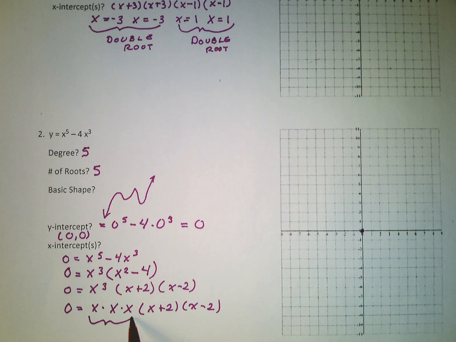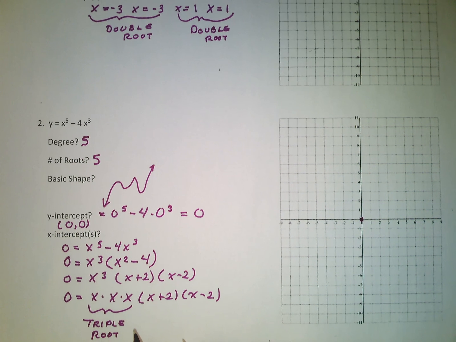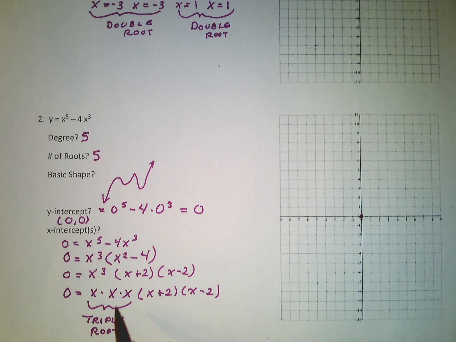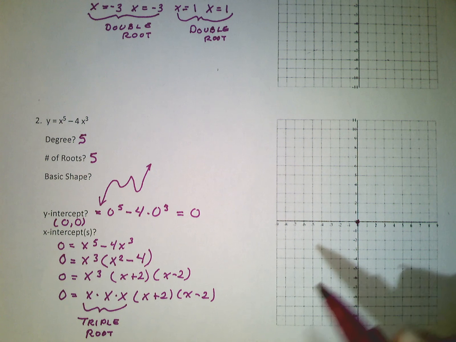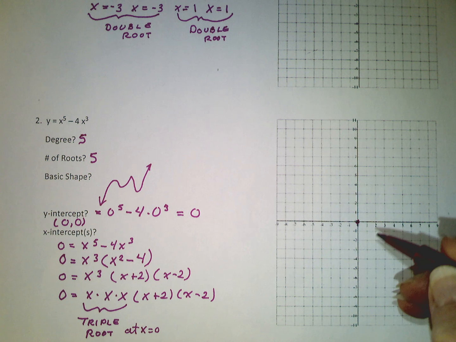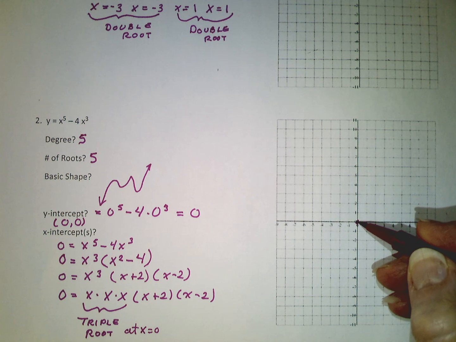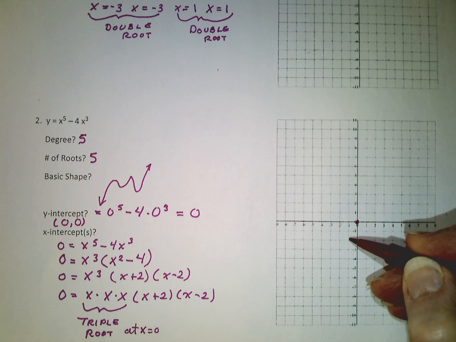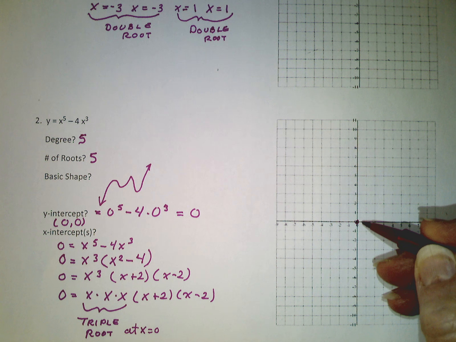Well, we've got a triple root. It's not going to bounce. It's going to cross through, but it's going to flatten as it crosses through. These two are not a double root, because one of them is a positive 2, one of them is a negative 2. So a triple root at x equals 0. Well, that was the y-intercept too. And apparently the graph is going to flatten and cross there.